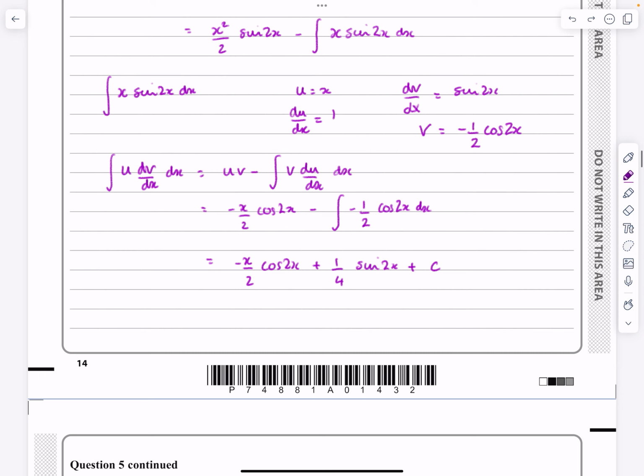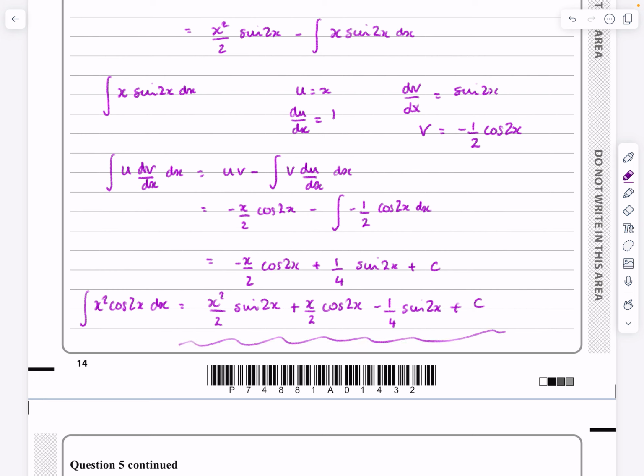So my final part is to write down the actual answer to the question. The original question was the integral of x squared cos 2x dx, and that's equal to that bit there, which is x squared over 2 sine 2x minus all of this bit. So minus x over 2 will make plus x over 2 cos 2x. This then becomes minus a quarter sine 2x. The constant, we don't worry about changing the constant, it's just the constant, isn't it, as we're going through.